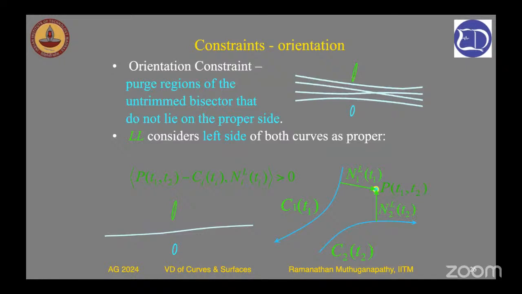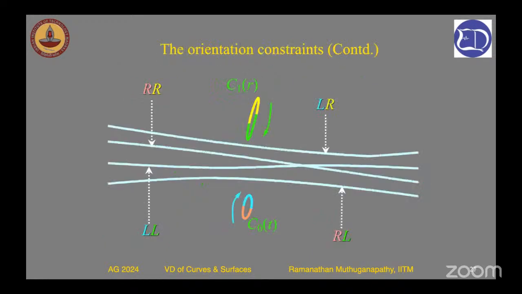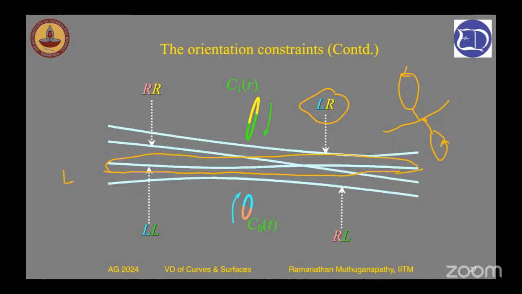Then we apply what is called an orientation constraint. As I'll show in a later slide in more detail, you can see that there are four segments here. The LR indicates the orientation. Suppose you have two curves, both represented in a counterclockwise direction. If there is a point on the bisector, it will be to the left of this curve, and it will be to the left of the other curve. So essentially, there is only one component which is to the left of both, and this is the only component that we'll require. This we call an LL constraint.